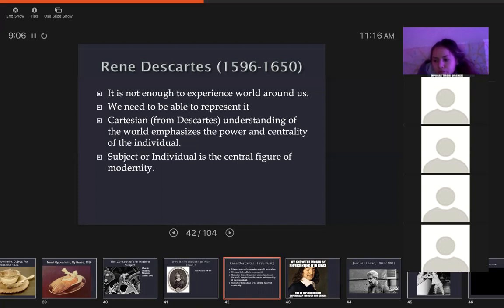So the Cartesian understanding of the world, from the word Descartes, emphasizes the power and centrality of the individual. And if we think about that, then that individual would represent the world in their individual manner. It would not necessarily be the same. You represent something, or your memory represents something, differently from mine. So the subject of the individual is really the central figure of modernity. That is our measuring stick. Whenever we think about how we understand something, we go back to that idea: how does the individual take on something?